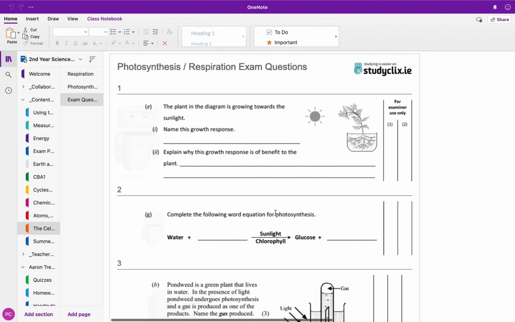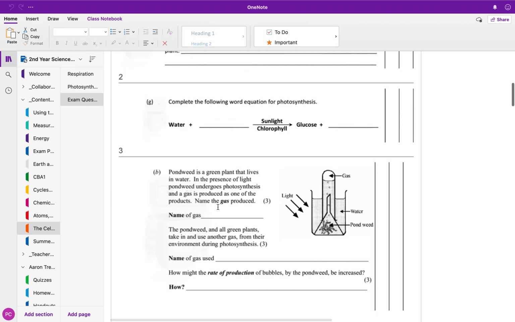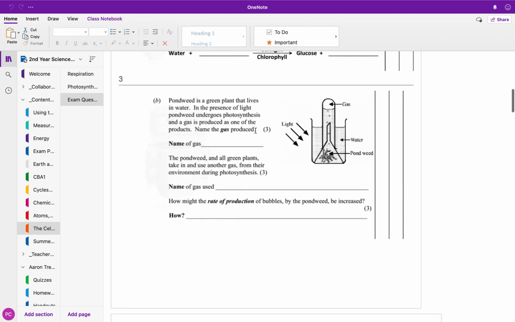So you have photosynthesis and respiration exam questions. Nearly all of it's in the notes, so this will be straight out of your notes. They ask the equation for photosynthesis. We spoke about this. We haven't done it yet, but they're just looking for the gases. What's the gas that's produced and what's the gas that's used?